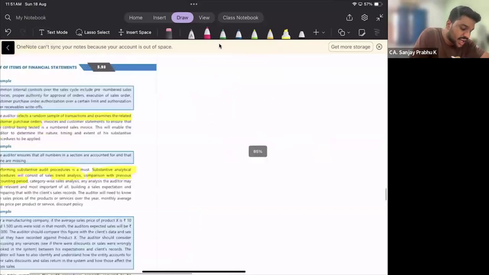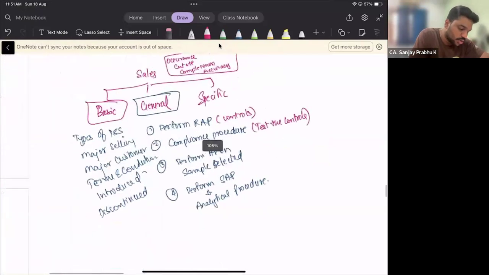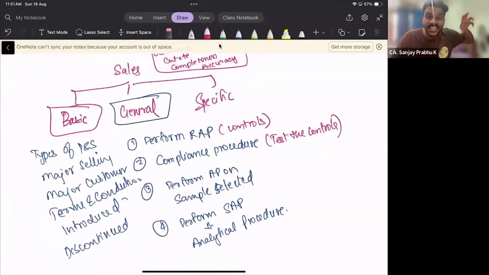These are our general points. We learn the basic things we have to do. Basic things. See, whenever we are going to audit, we should understand the basic thing.